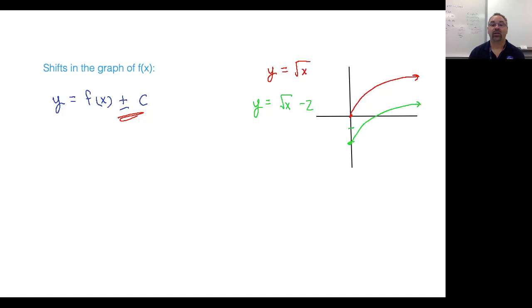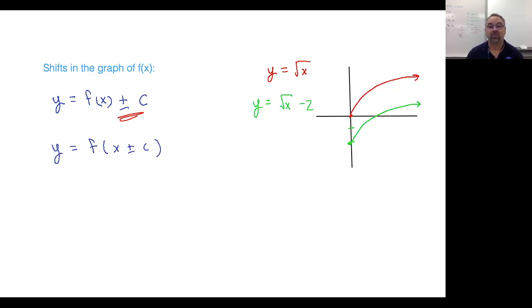What if we add or subtract inside of our function? In other words, the addition or subtraction happens inside the function. Well, similar idea in that the shape of our original function won't change. These transformations, these shifts in their graphs, don't really change the original shape of the function. It's really just going to change the location.